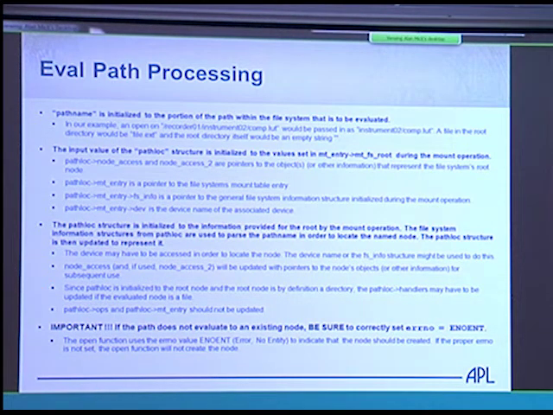The one hint that I can give you right here is that if the path does not evaluate to an existing node, be sure to correctly set error number to no-ent. And if you do that, you'll save yourself a lot of time. That's basically the signaling mechanism that the RTEMS file system uses to know that it should create the file as opposed to open an existing file. If you do that, it'll work.